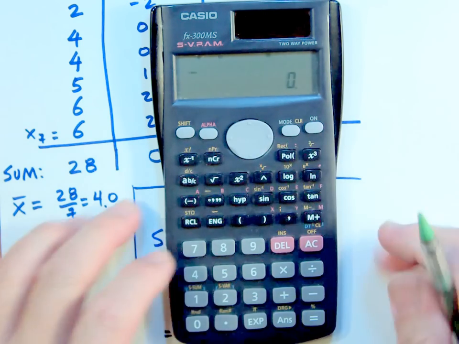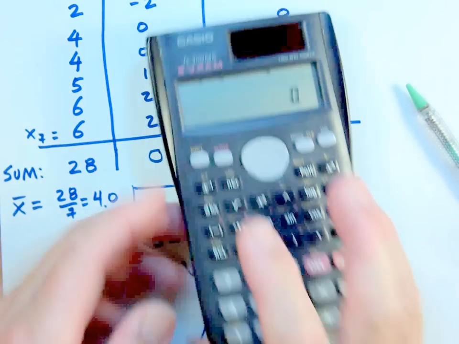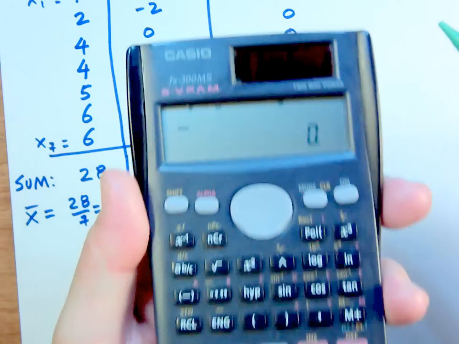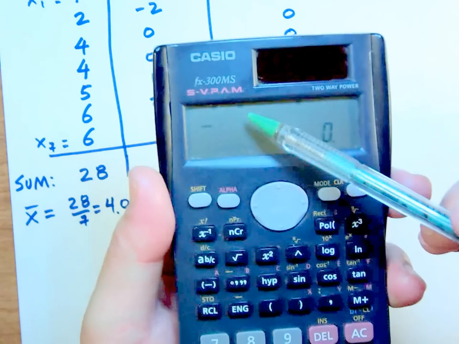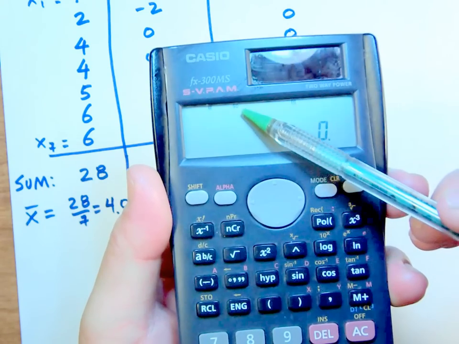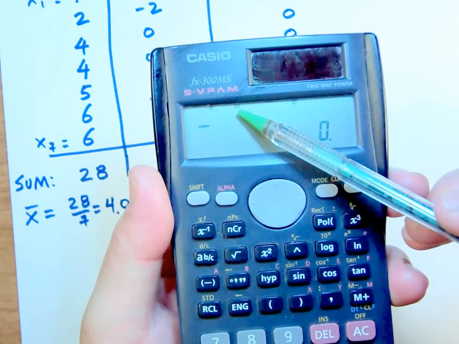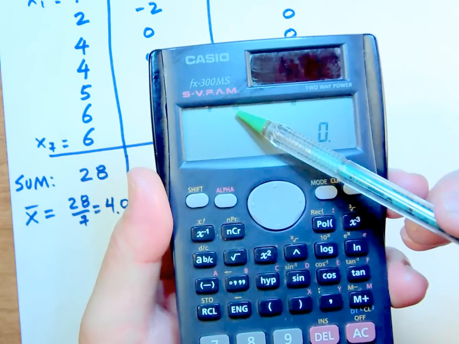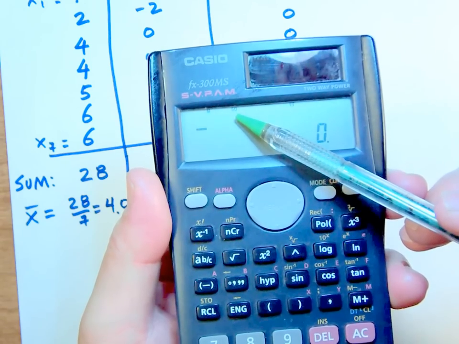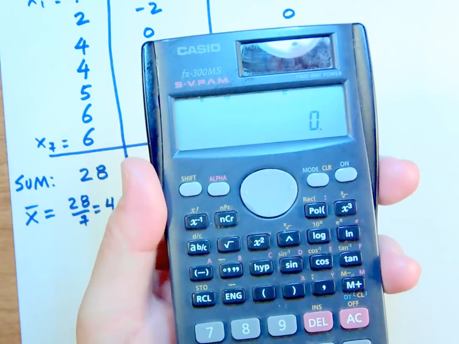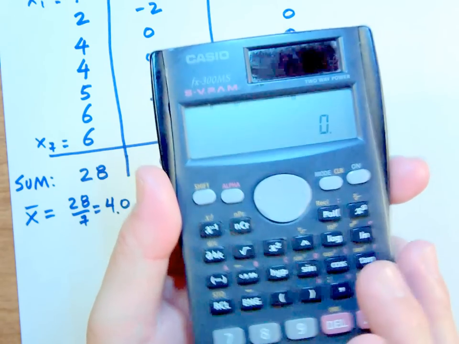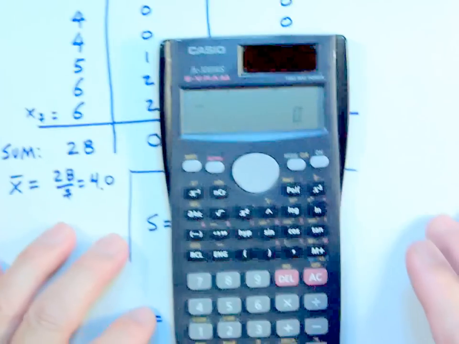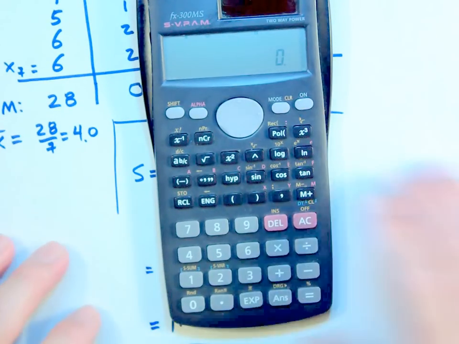Then what you will see is real small writing, it's hard to see. Right here, you see that SD? You do need to see that. You probably need a magnifying glass to see the small writing. This SD, you do need to have that. That means you are in statistics mode. Without it you cannot enter any data or compute any variable. So we see that SD, and now we are ready to enter our data.